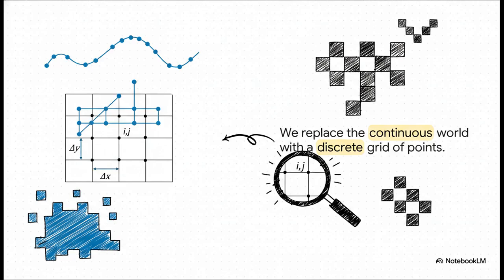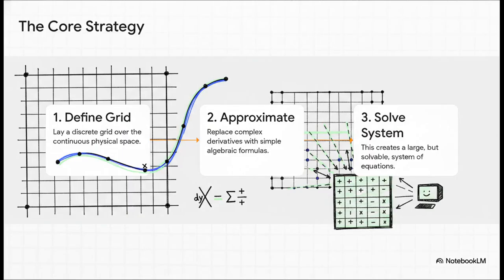It's genius. Instead of trying to calculate a value for every single one of the infinite points in space, which is impossible, we just agree to solve for the values at these specific grid points, these nodes. We literally pixelate reality. This whole strategy is called discretization.